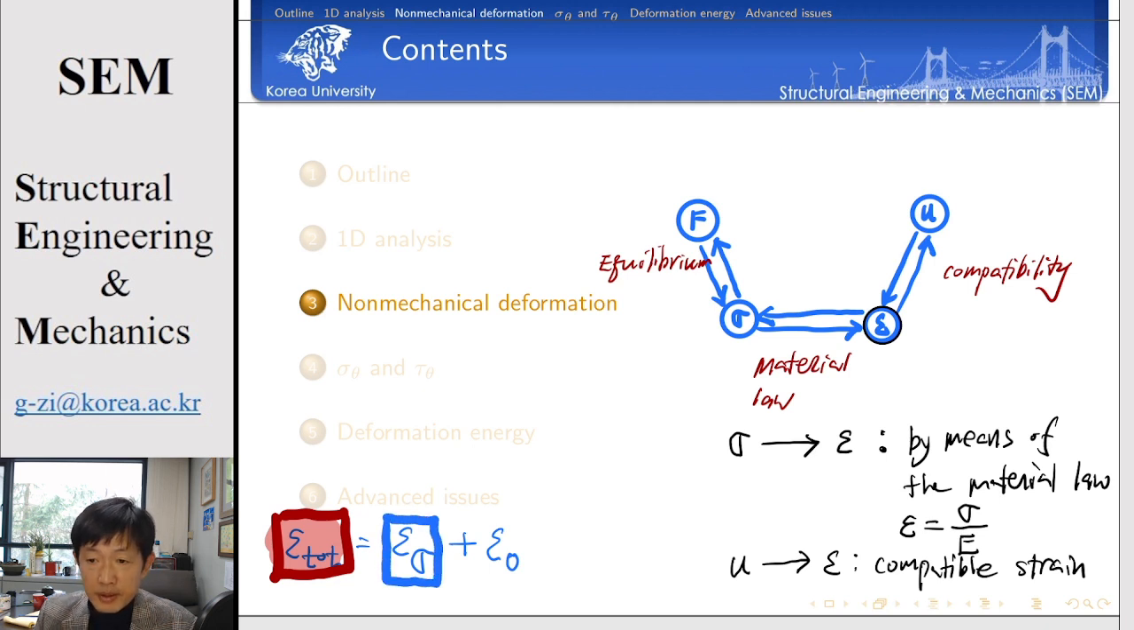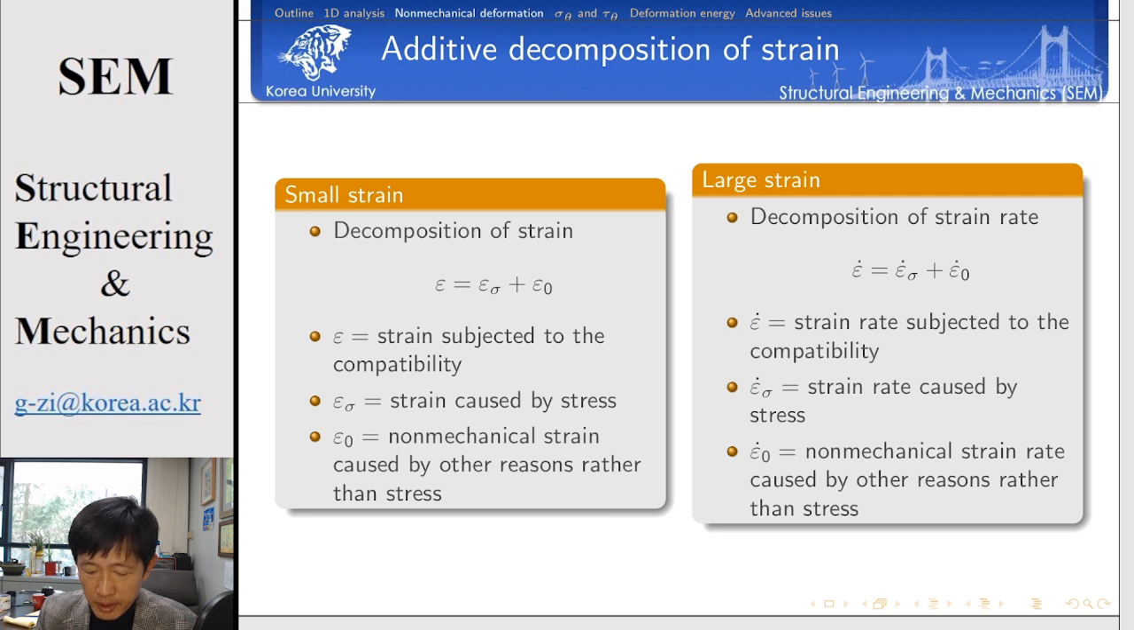mechanical strain, the strain caused by the mechanical stress. And then the second term in the right-hand side is non-mechanical strain caused by the temperature change and humidity. And that's what I explained here. The total strain can be decomposed into the mechanical strain and the non-mechanical strain. And then also we can do the same thing for the strain rate too. In the modern form of finite element analysis, especially in dynamics and the nonlinear finite element method, we use the strain rate decomposition in the analysis.